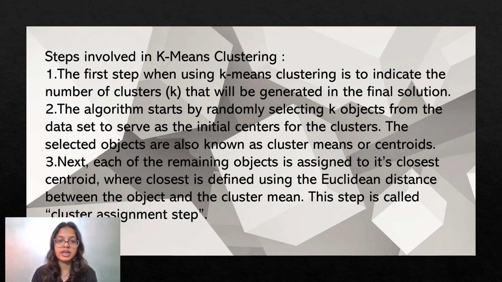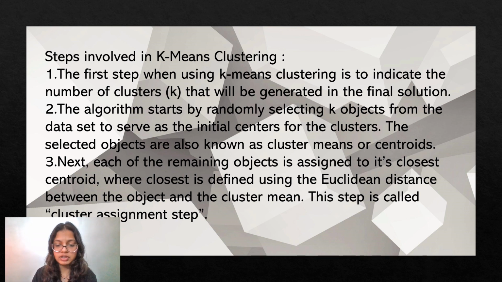Steps involved in k-means clustering. The first step when using k-means clustering is to indicate the number of clusters k that will be generated in the final solution. The algorithm starts by randomly selecting k objects from the dataset to serve as the initial centers for the clusters. The selected objects are also known as cluster means or centroids.